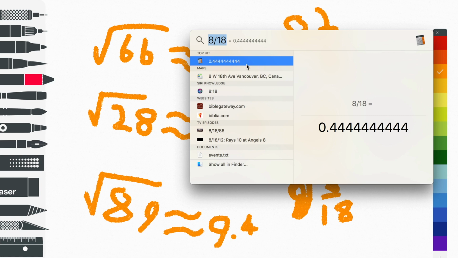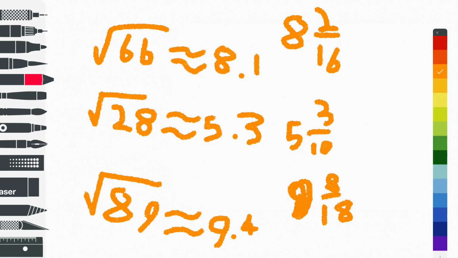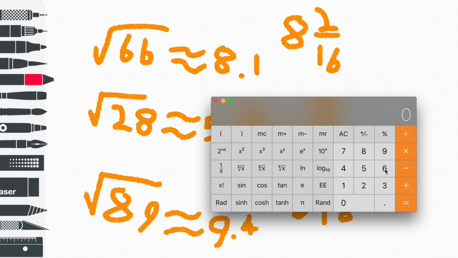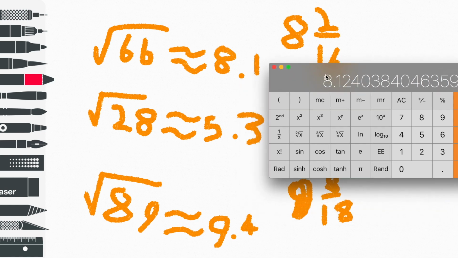Are you correct? Let's find out. The square root of 66, I said, is 8.1. Let's see if that's correct. Square root of 66, 8.12. Yes, it is correct. The square root of 28 is 5.3. On the calculator, 5.29, so you round up. Now, 89. I said it's 9.4. The square root of 89 is 9.433, so you round down.